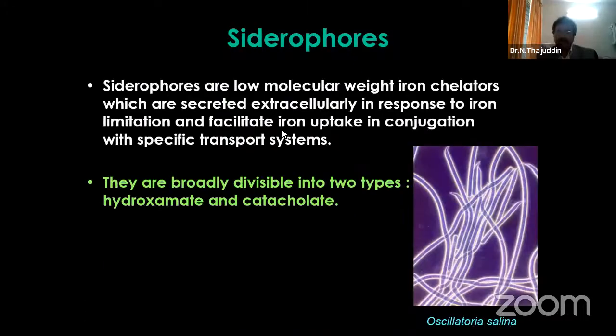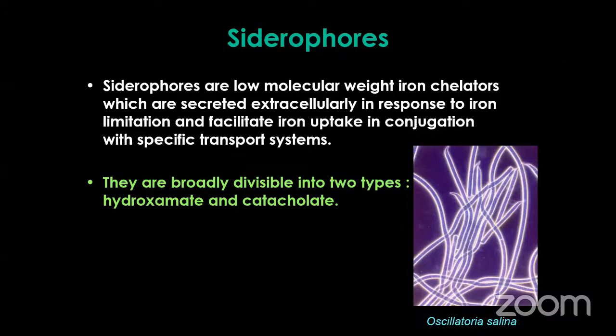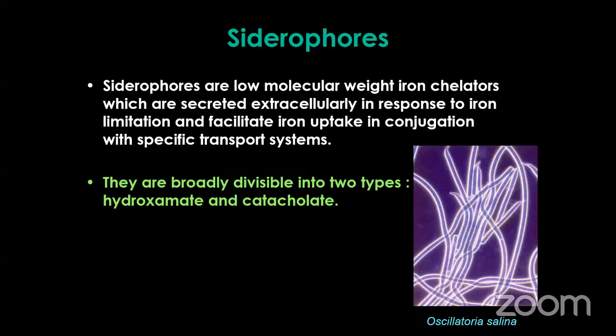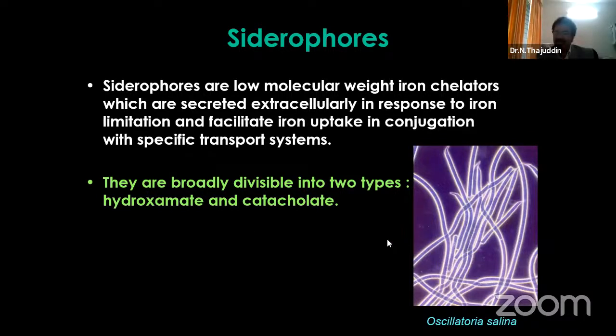And as I already explained about the siderophores, we use Oscillatoria salina, which is dominant in almost all the marine environments. This organism liberates the siderophore only in the iron minus condition. If the culture medium contains iron, it does not produce the siderophore; only in the iron limitation condition does this organism produce the siderophore.